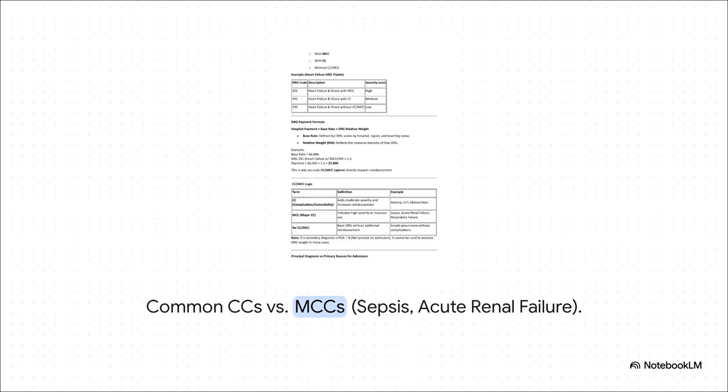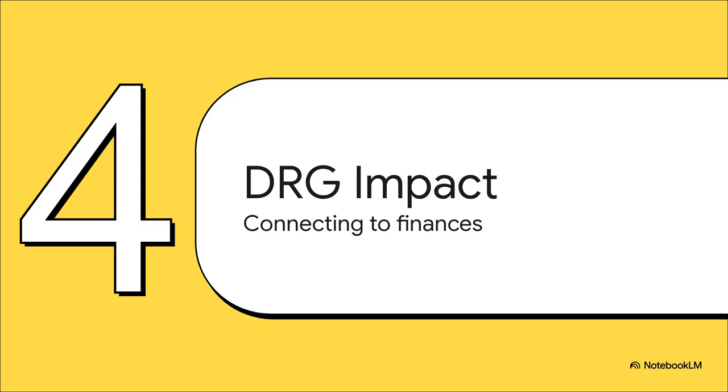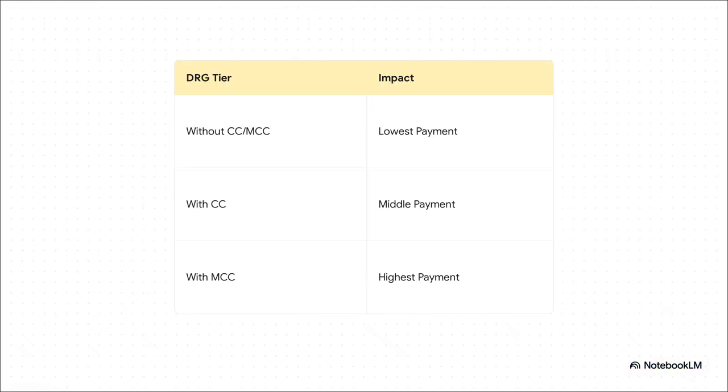These are life-threatening, system-wide emergencies. They drastically escalate the complexity, the risk of mortality, and of course, the cost of care. The severity difference is stark, and the coding system is designed to recognize that. Section 4, DRG impact. The MSDRG system heavily rewards accurate coding.